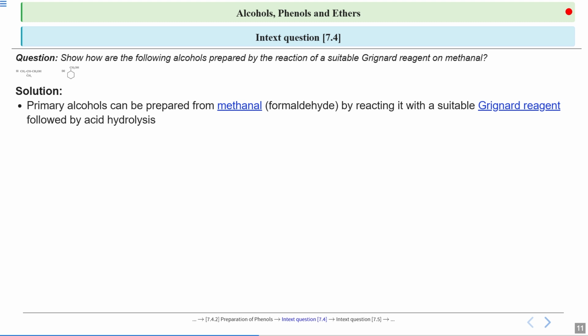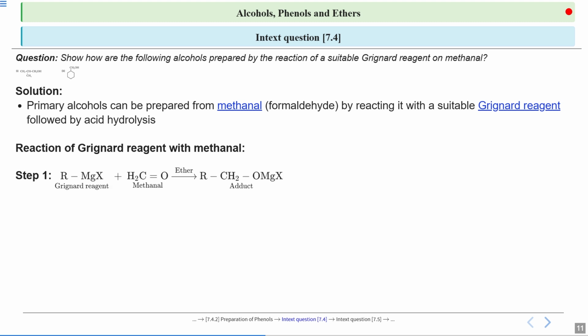So in this case, the question says you have to react with methanol. Methanol is a formaldehyde, you all know. So in this case, primary alcohols will be prepared when you react it with a suitable Grignard reagent, followed by acid hydrolysis. Hydrolysis means hydro is water and lysis is breakdown, that means you are breaking a compound in the presence of water. That is called hydrolysis. So first we will see the reaction of a Grignard reagent with methanol.